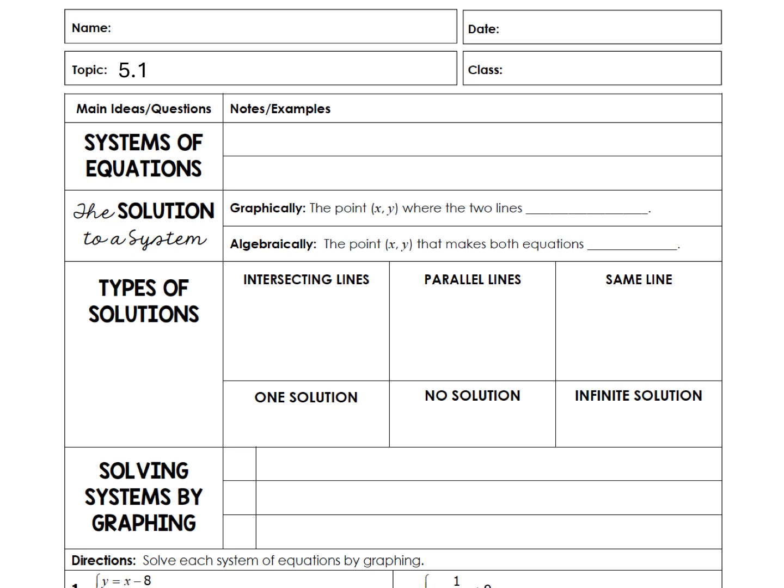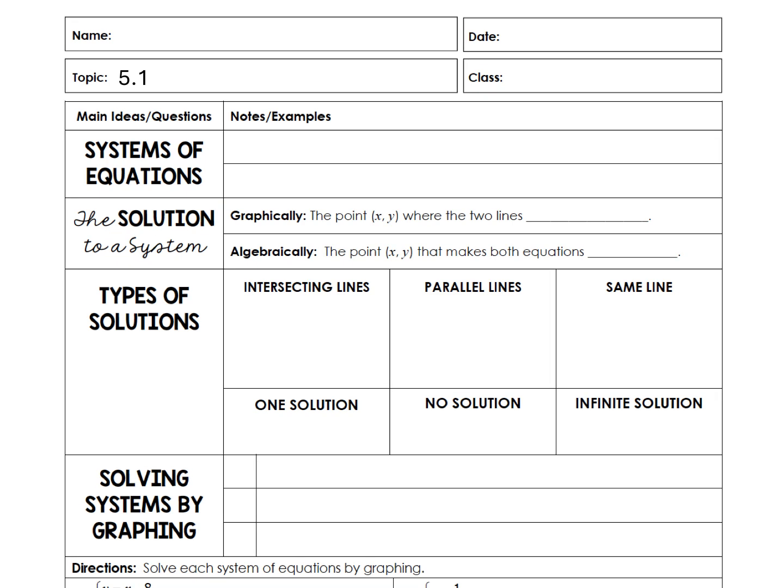Do you remember what a system of equations is? It's a number of equations. How many equations would make a system of equations? 2 or more. Okay, so if you have at least 2 equations that are related to each other somehow, that's called a system of equations. So 2 or more equations with the same variables.